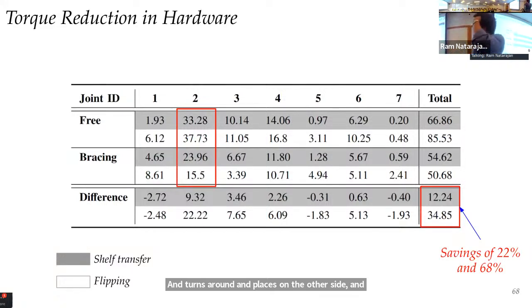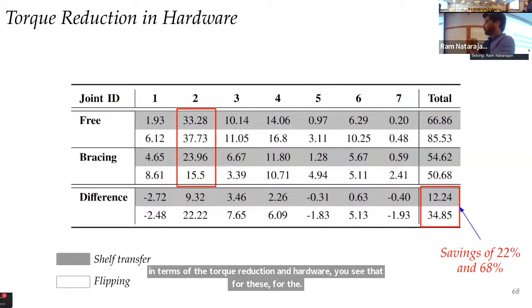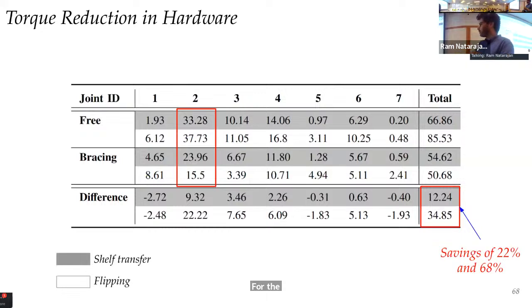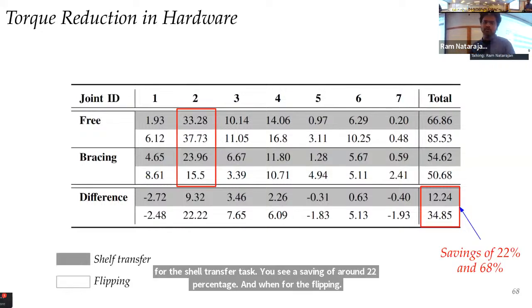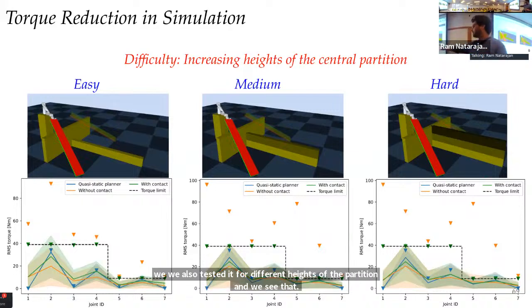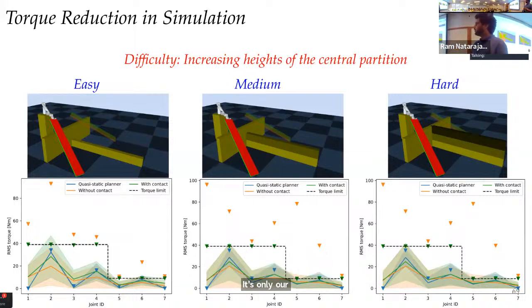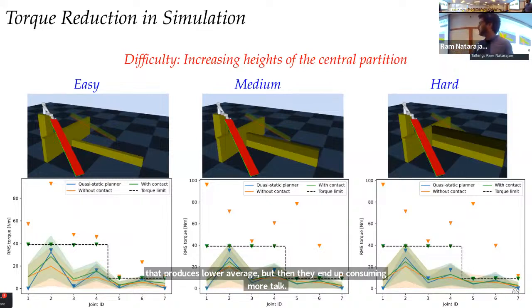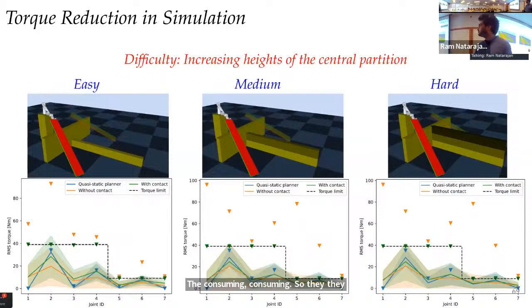So in terms of the torque reduction in hardware, for the shelf transfer task, you see a saving of around 22%, and for the flipping task, you see around 68% reduction in torque. We also tested it for different heights of the partition, and it's only our method that is able to complete the task without ever exceeding the torque limit in any of the joints. There are some methods that produce lower average torque, but they end up having a higher maximum torque, which means it's infeasible.